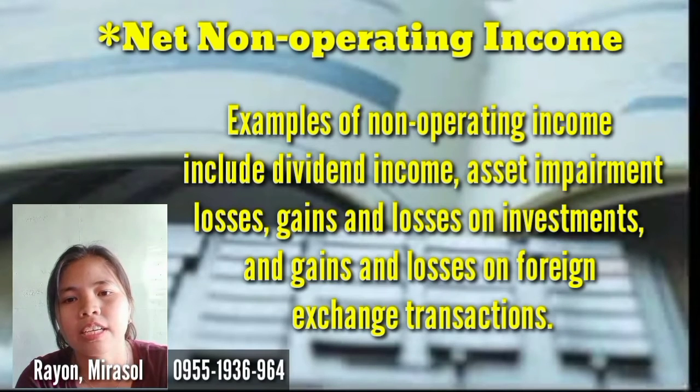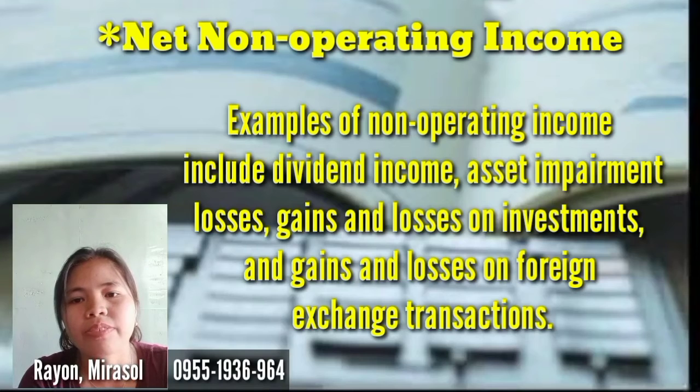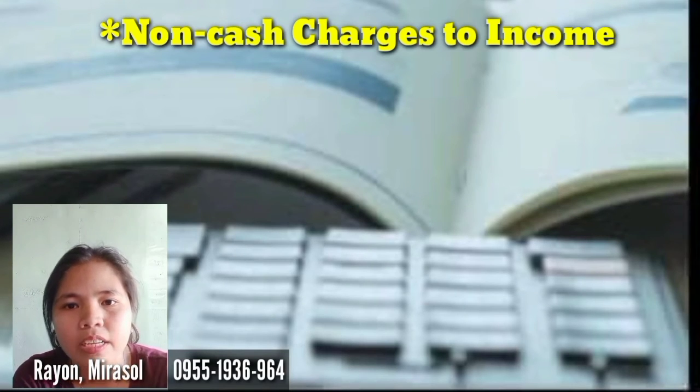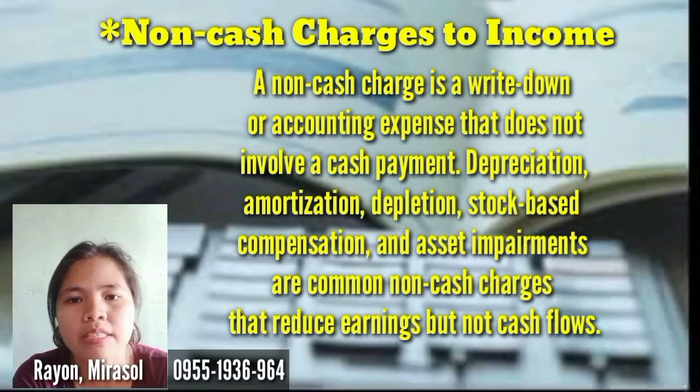Examples of non-operating income include dividend income, asset impairment losses, gains and losses on investments, and gains and losses on foreign exchange transactions. Non-cash charges to income is a write-down or accounting expense that does not involve a cash payment. Depreciation, amortization, depletion, stock-based compensation, and asset impairments are common non-cash charges that reduce earnings but not cash flows.